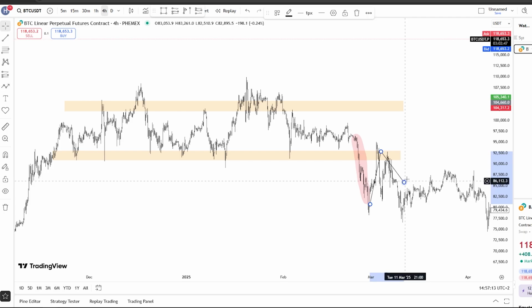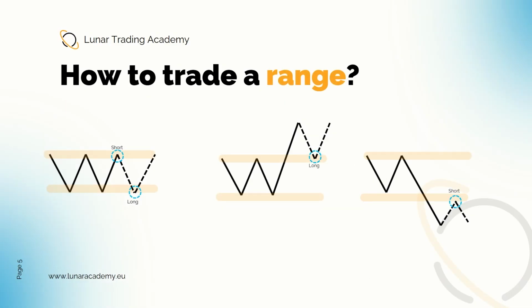In my opinion, this is the best way to trade range zones because you get multiple confluences in one spot: a strong high time frame zone, which tends to bounce the price, and order flow, which will confirm if this zone is really valid or not.